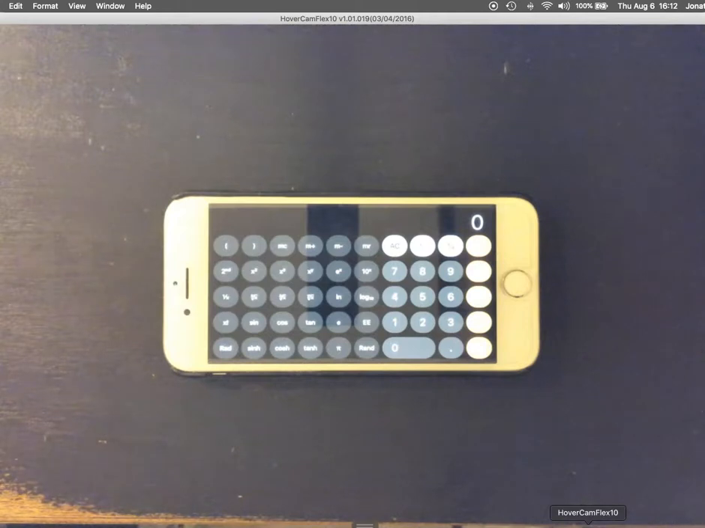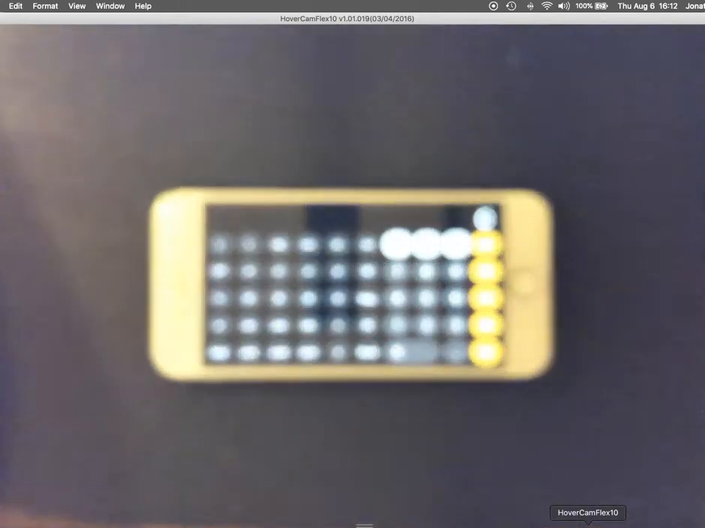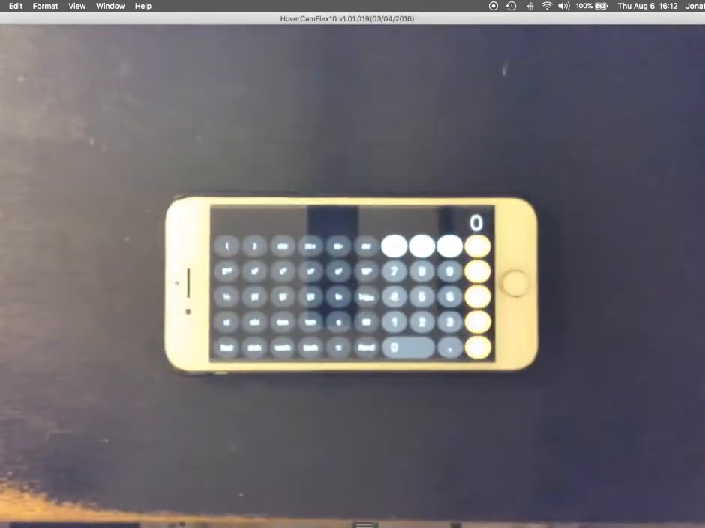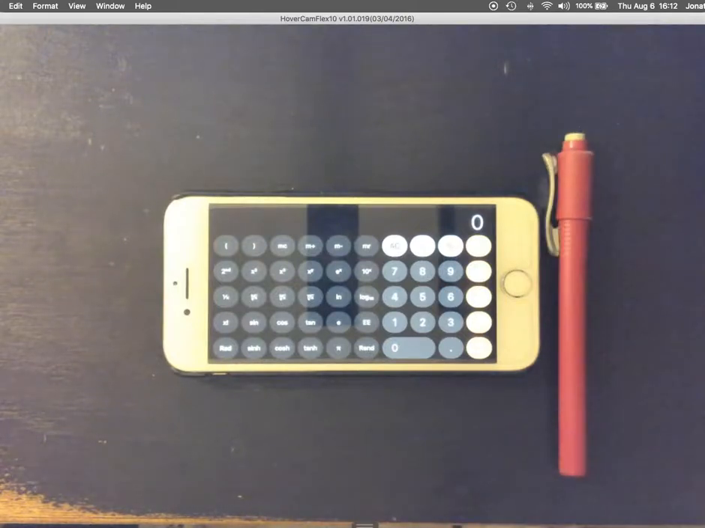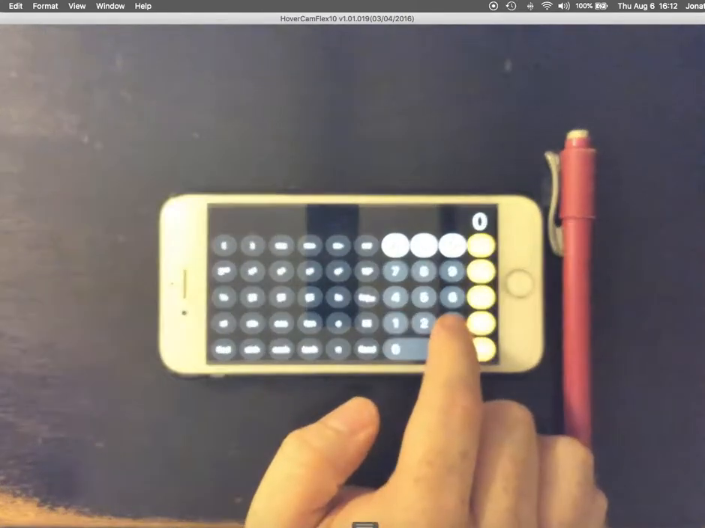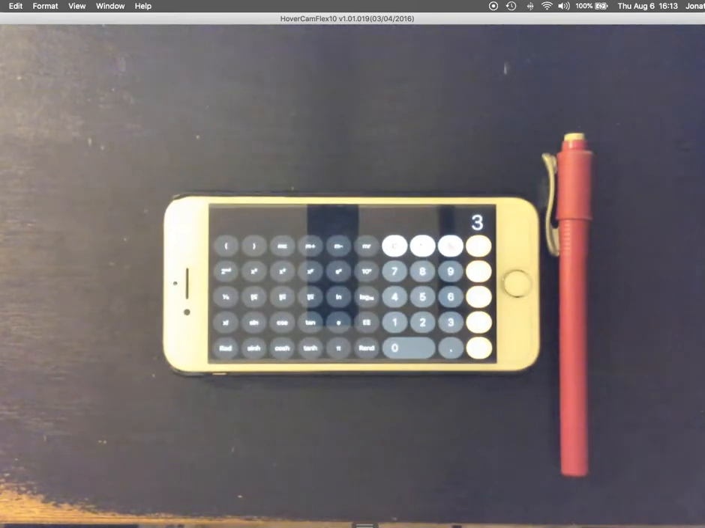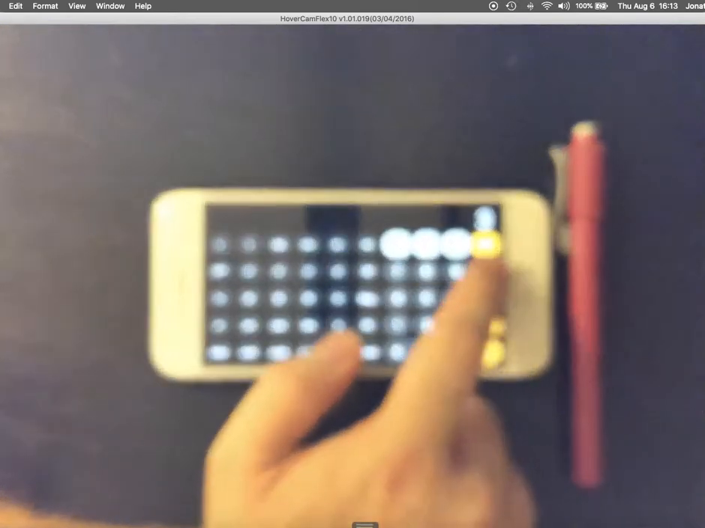So here's what we're going to do, ladies and gents. Looking back at our screen here, on our iPad screen, we need to do the multiplication of 3 times 6.022 times 10 to the 23rd power, okay? But how do you enter that into a calculator like this one here? Well, let's do this. We're going to start with 3. We'll do 3, and then we're going to hit the multiplication sign.